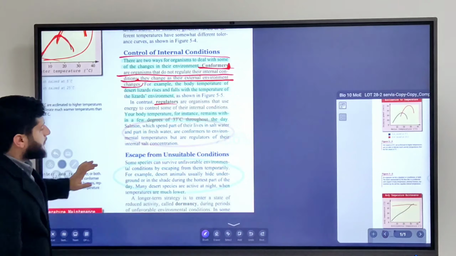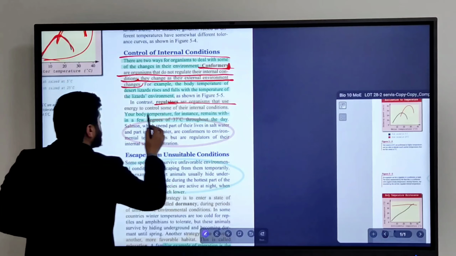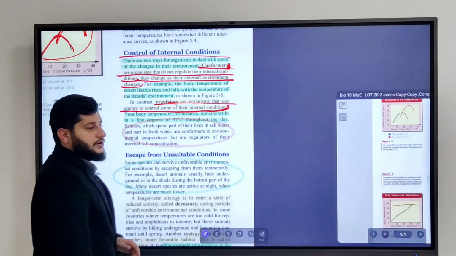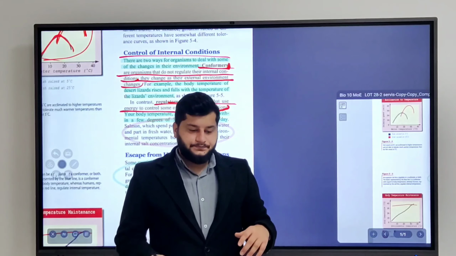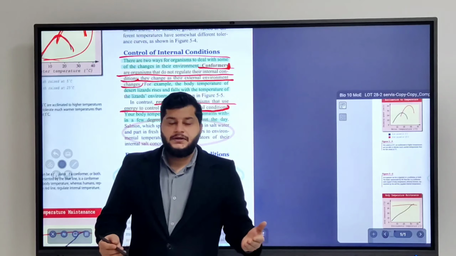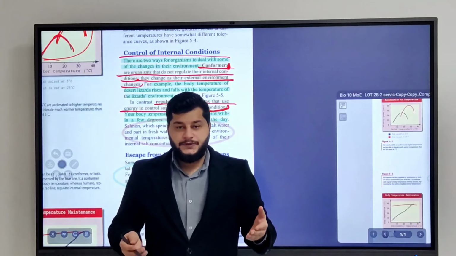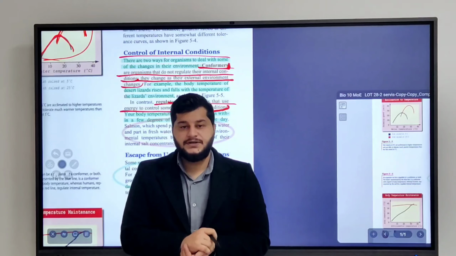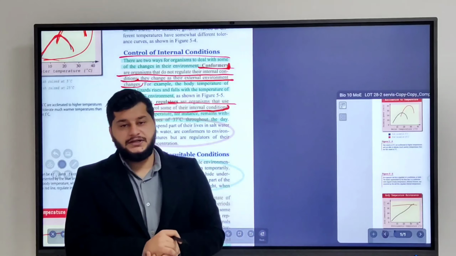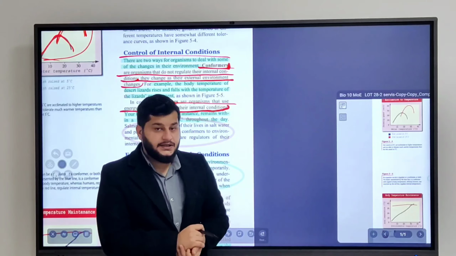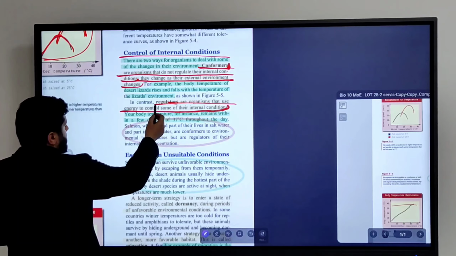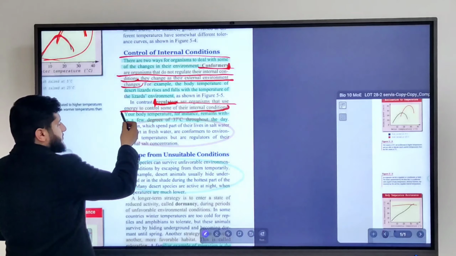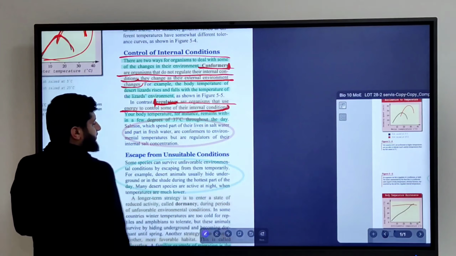So, what are regulators? They are organisms that use energy to control some of the internal conditions. If you get cold, you start to shiver. Your body is using energy to move your muscles, so the friction in your muscles is converted into heat to regulate your body temperature. This is called regulation. These types of organisms are called regulators, organisms that use energy to control some of their internal conditions.